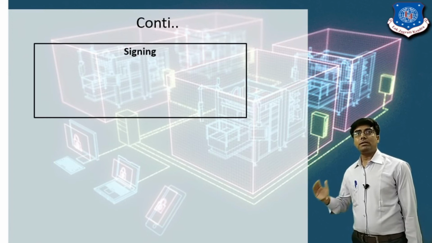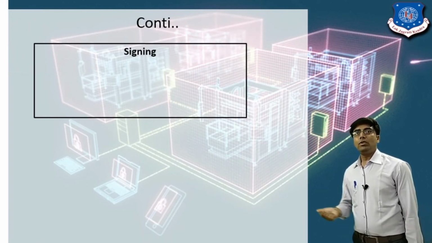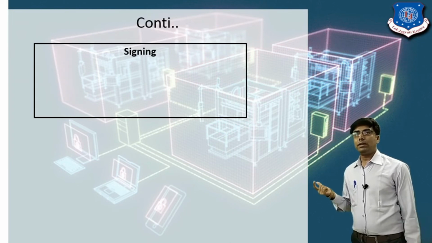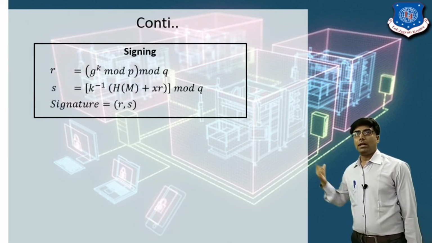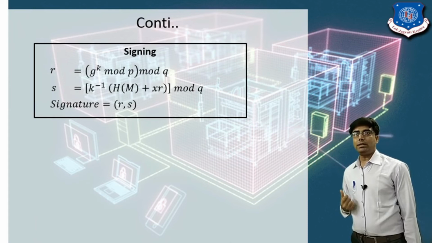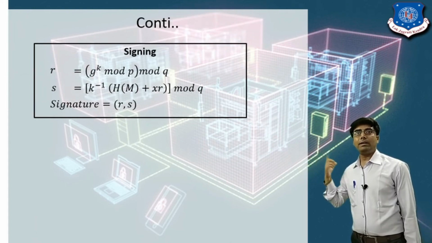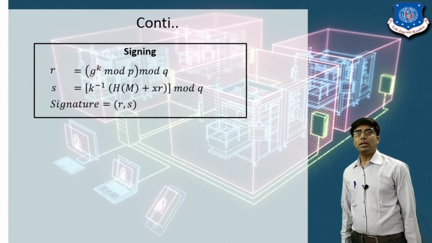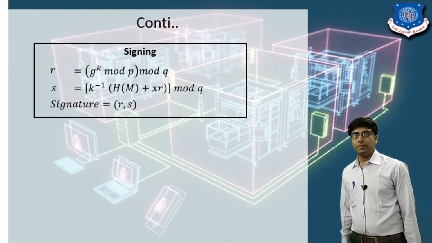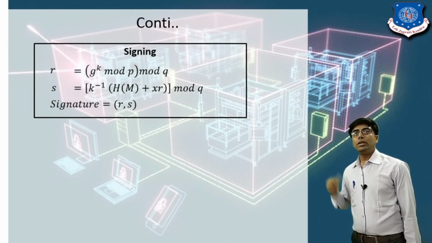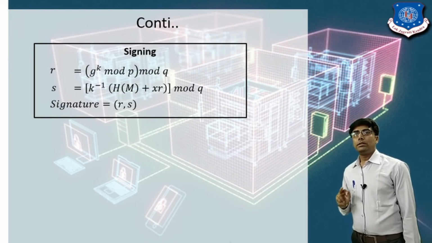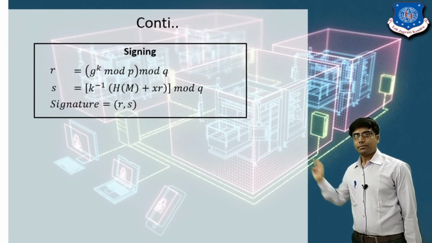Once the sender has created the public and private key, the sender creates the digital signature. It means the sender will sign the message. Here again we are considering some components. First we consider R, and in R we consider G, P and Q, which are the public key components, and K represents the per-message key. So the equation is R equals G raised to K mod P, mod Q. R and S are the two components of the signature.